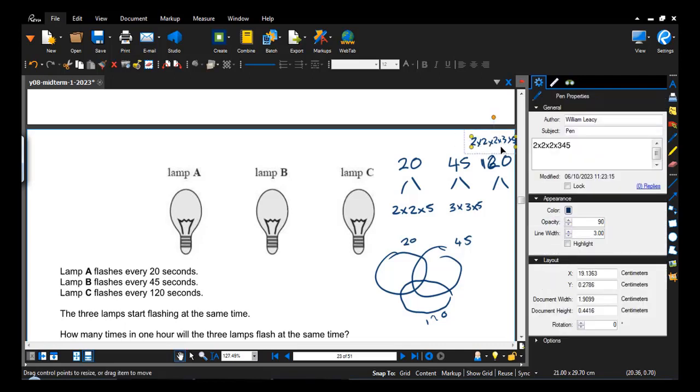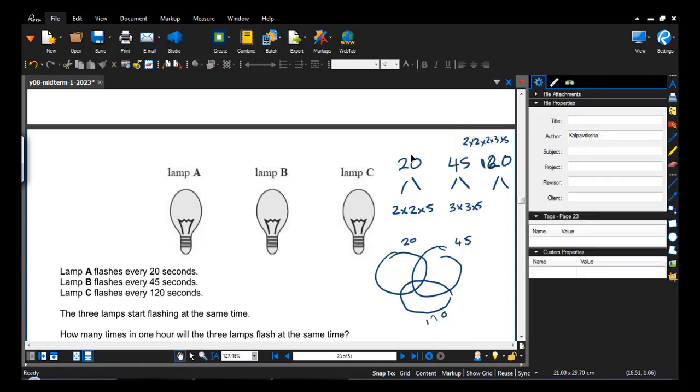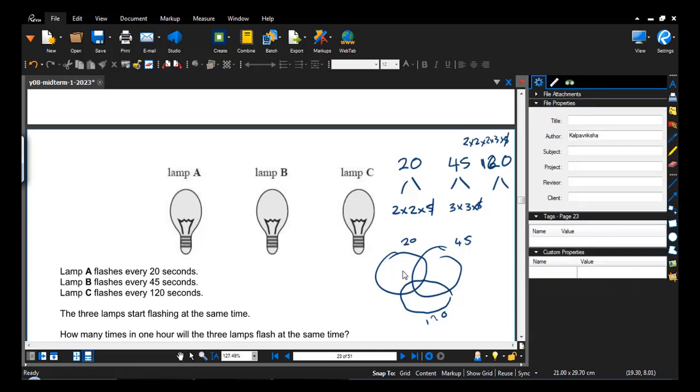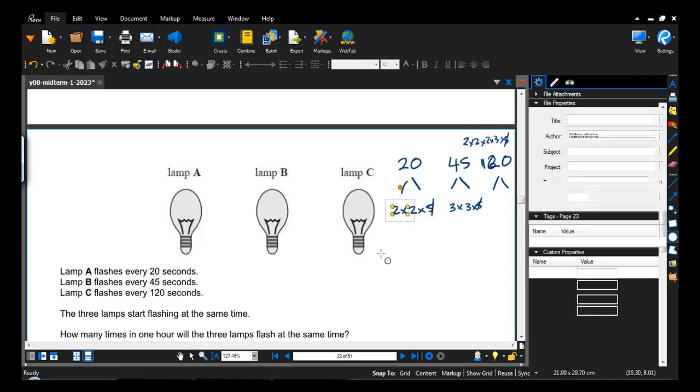What would we do in that case? Look for a number that's common between all of them. Is 2 common between all of them? No. Is 5 common between all of them? Yes. So that 5 would go in the middle. Okay, I'll just draw it properly.